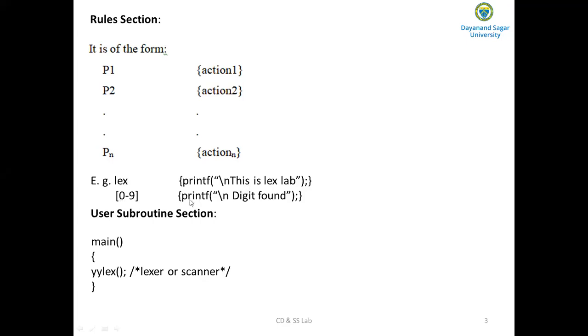Similarly, there is another rule here. So this is the pattern and this is the action. The meaning of this rule is to look for any digit within the range 0 to 9 at the input. Whenever a digit within this range is found at the input, what action is it going to take? It will print the message saying digit found. So this is how you will write the rules in the rule section.